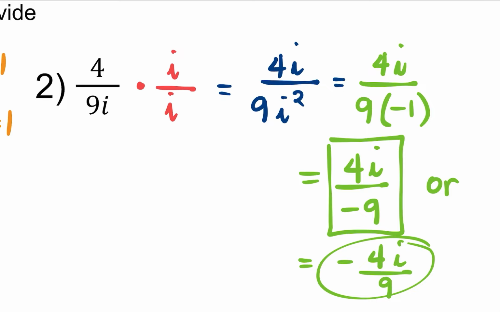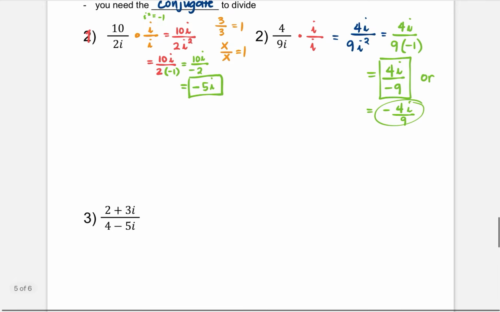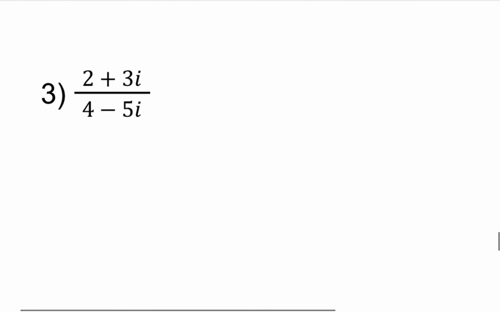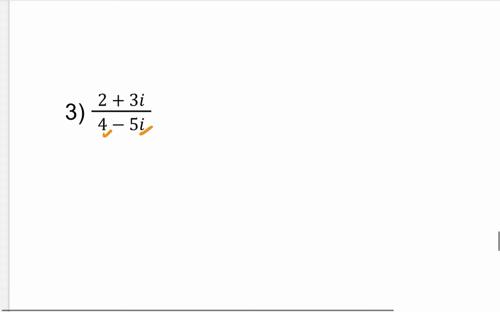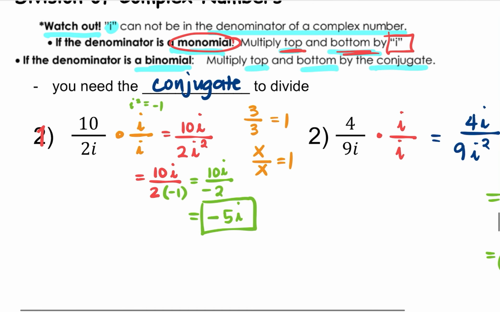All right, let us try another problem. What about a problem that looks like this? This time, our denominator is a binomial. There are 2 terms, 1, 2, separated by a minus sign. What do we need to do? Let us recall what we were supposed to do. It says if the denominator is a binomial, we multiply the numerator and the denominator by its conjugate.